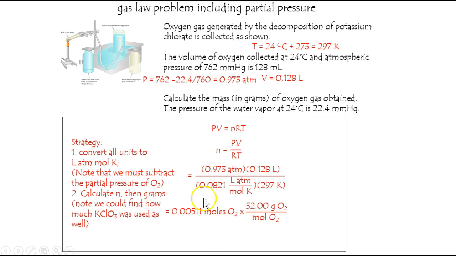Then simply multiply by its molar mass, 32 grams per mole, to get how many grams we have. And is that what they asked? That's it. This should be our answer. And we ended up with 0.163 grams of oxygen.